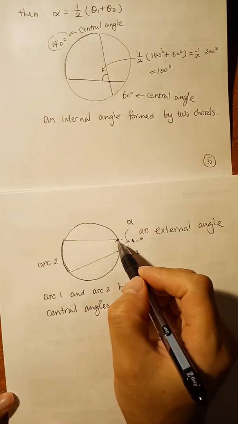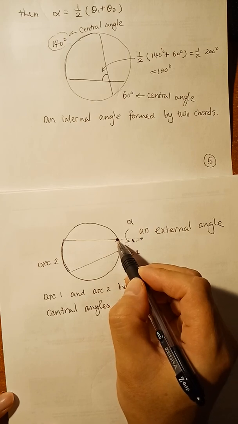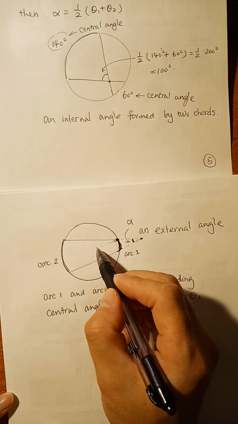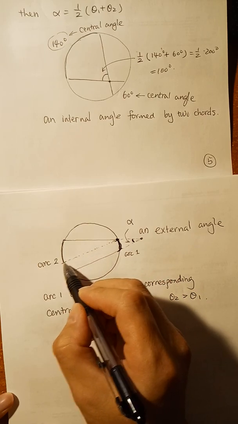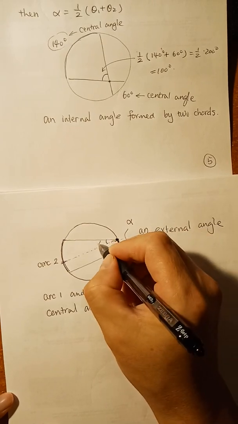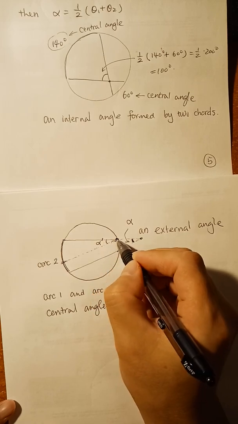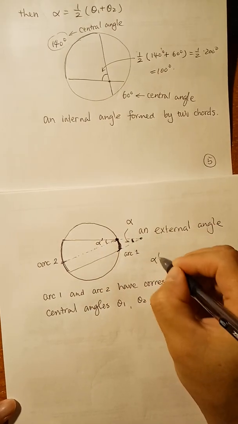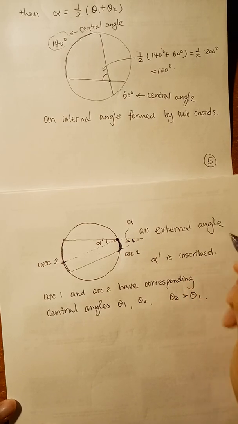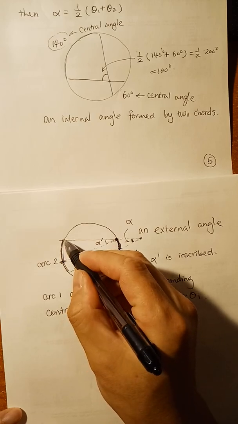We do a similar thing. We start from one endpoint of arc 1 and draw a parallel line. So this alpha can be moved to this part. And now this alpha prime is an inscribed angle. Alpha prime is an inscribed angle. Then it faces the arc.